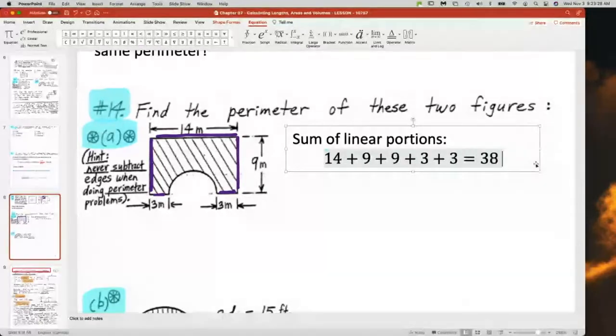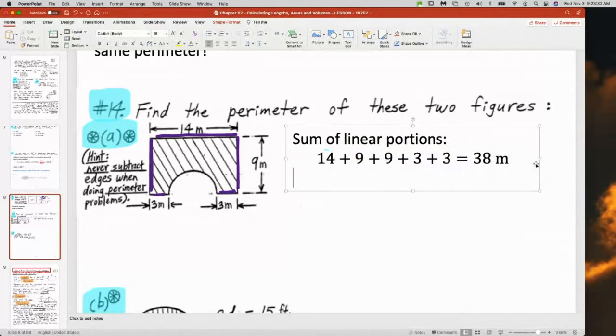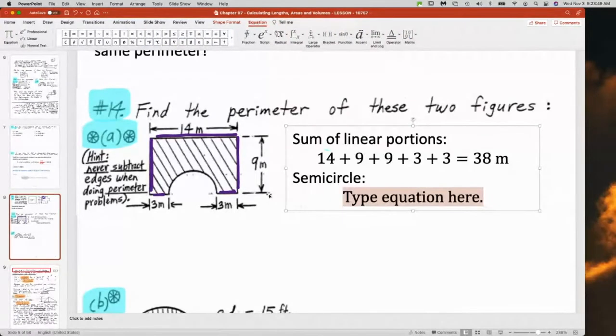Okay, I got 38. Thank you. And we have one more portion here, which is this semicircle. Okay. What is the perimeter of the semicircle? Well, I don't have the, oh, thank you, Nicholas.